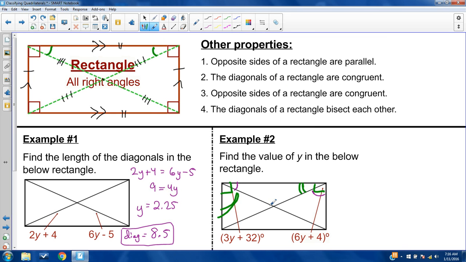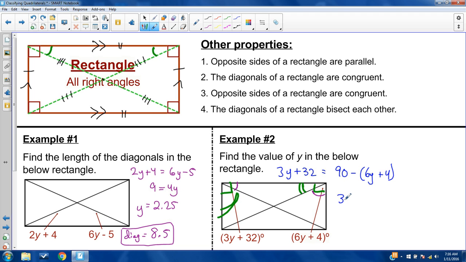Now, I could do that. So I could say 3y plus 32 equals, now check this out, 6y plus 4 is this angle right here. This angle right here is 90 minus 6y plus 4 because this is the complement of it. There are a lot of ways that I could set up this problem and perceive it. This is the one I chose for you. So I'm subtracting 6y plus 4 from 90 to get the result of this angle.